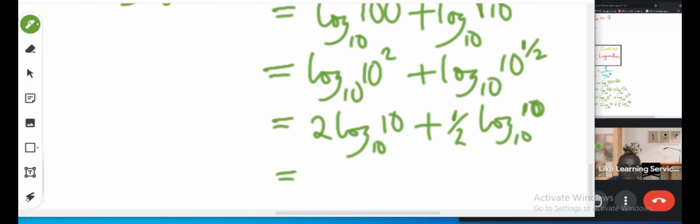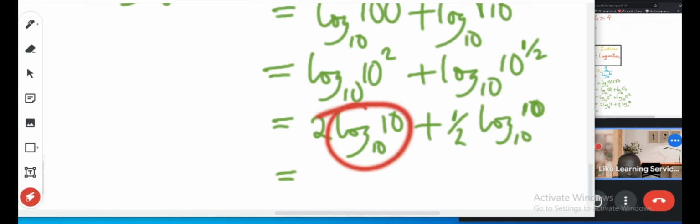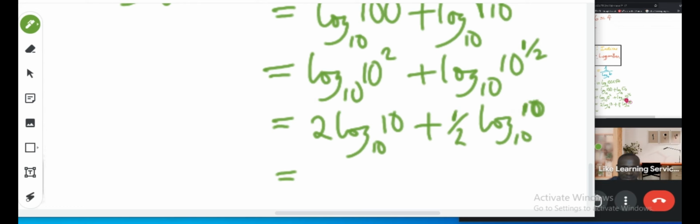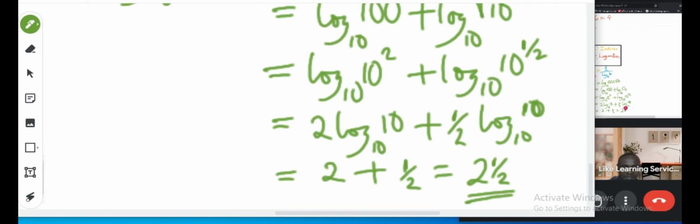So what will be the final thing? 2 times the whole of this is 1. Log 10 in base 10 is 1. Log 10 in base 10 is 1. Times 1 plus half times 1. Exactly. So which is 2 plus 1. Oh, sorry, 2 plus half. Simply 2 plus half, or 2 and a half, also 2.5.